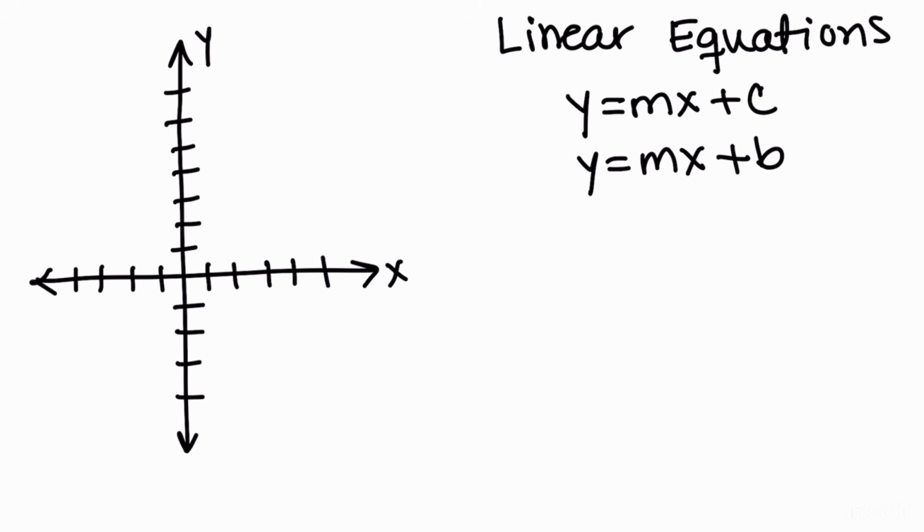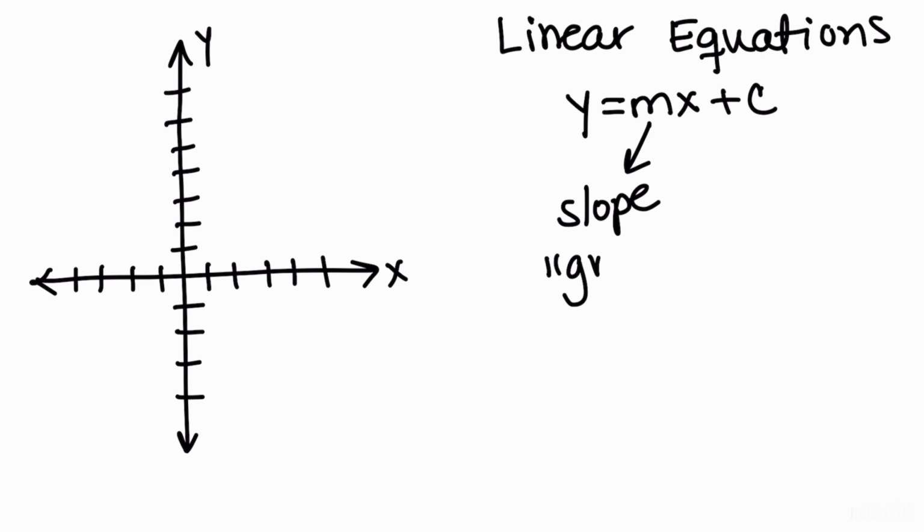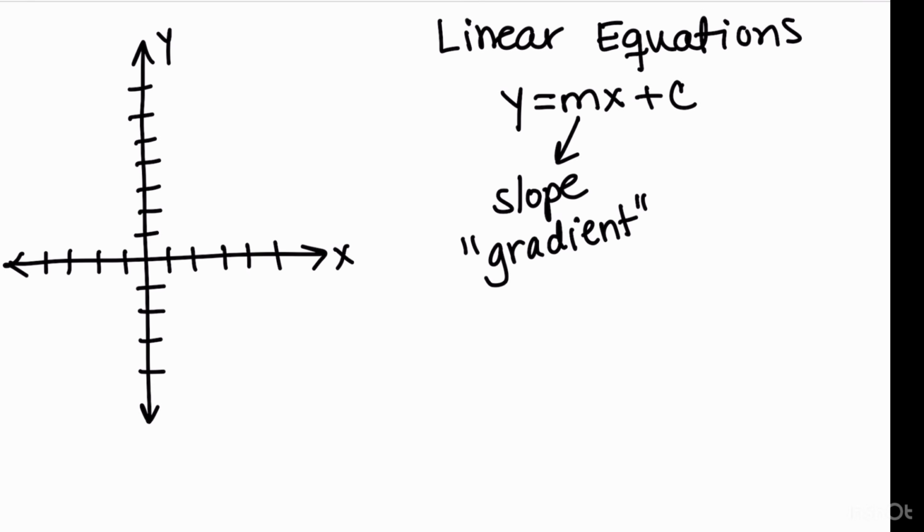Y equals mx plus c used to be y equals mx plus b when you did this in Algebra 2, but for IB, you're going to see it in the formula booklet as y equals mx plus c. Now, things haven't changed. M is still your slope. The only difference is that for IB, we're going to call this the gradient. So it's no longer going to be called slope, it's going to be called gradient. And c is still my y-intercept.